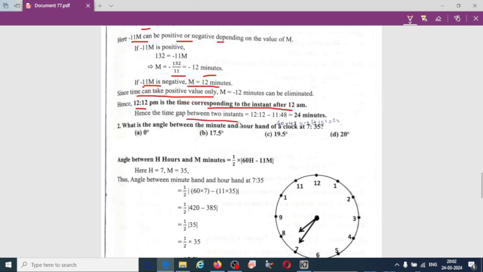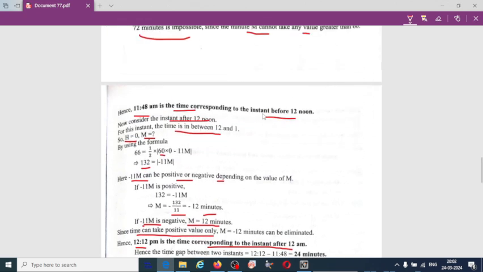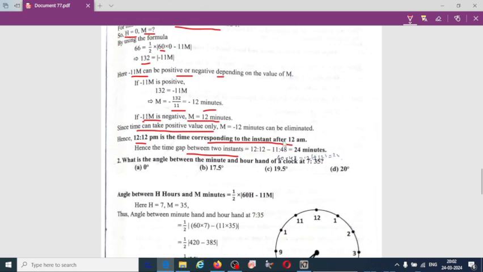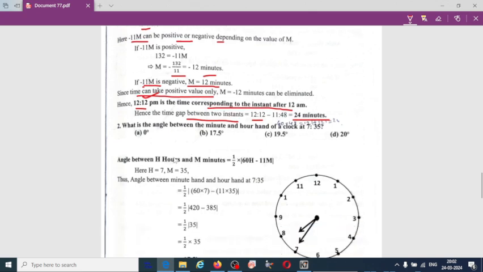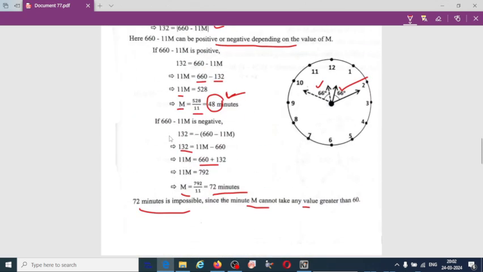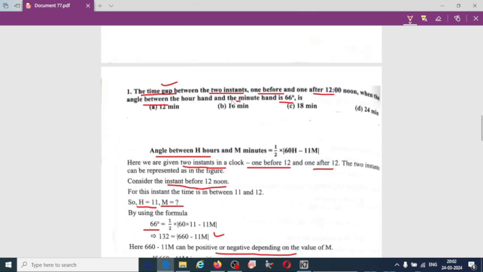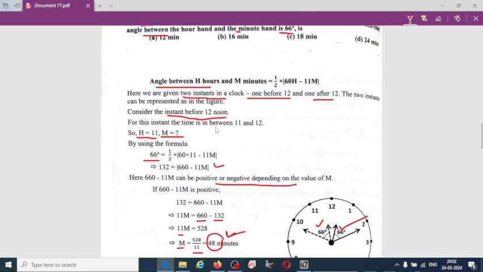Hence the time gap between the two instants, one is 11:48 and another one is 12:12. So we have to subtract 11:48 from 12:12. So 24 minutes is the correct answer here, the time gap between two instants. So like that you should follow this procedure to find out the time gap between two instants.